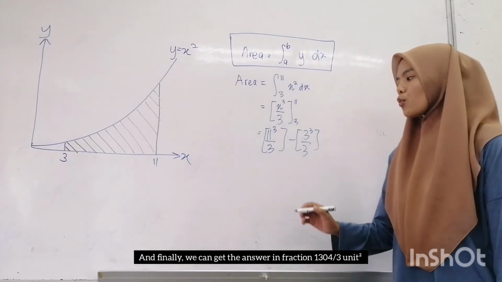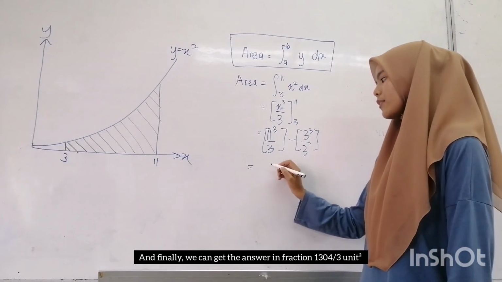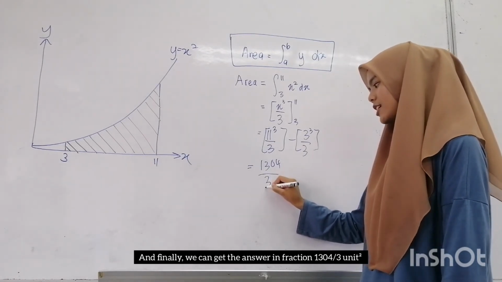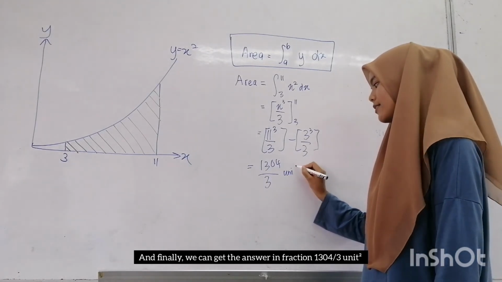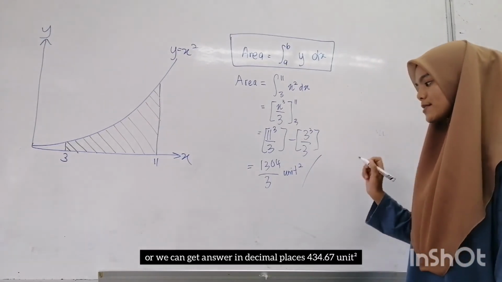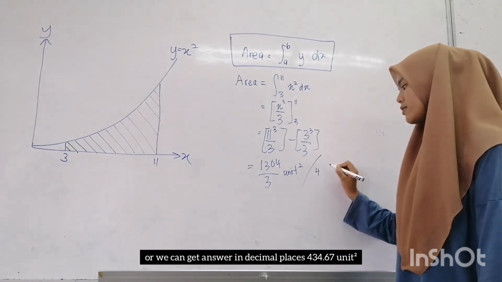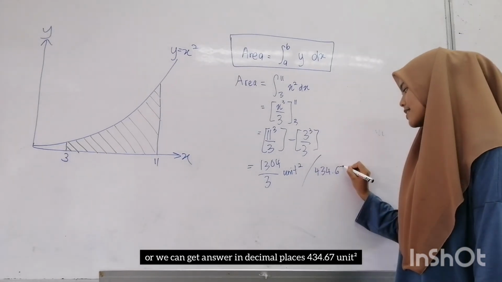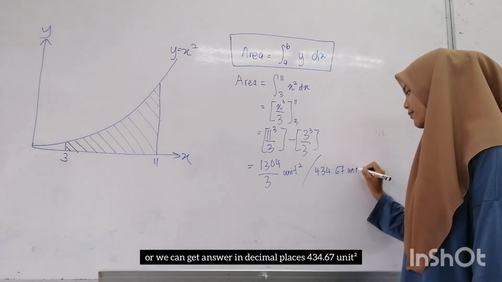And finally, we can get the answer 1304 over 3 unit square, or we can get the answer in decimal places, 434.67 unit square.